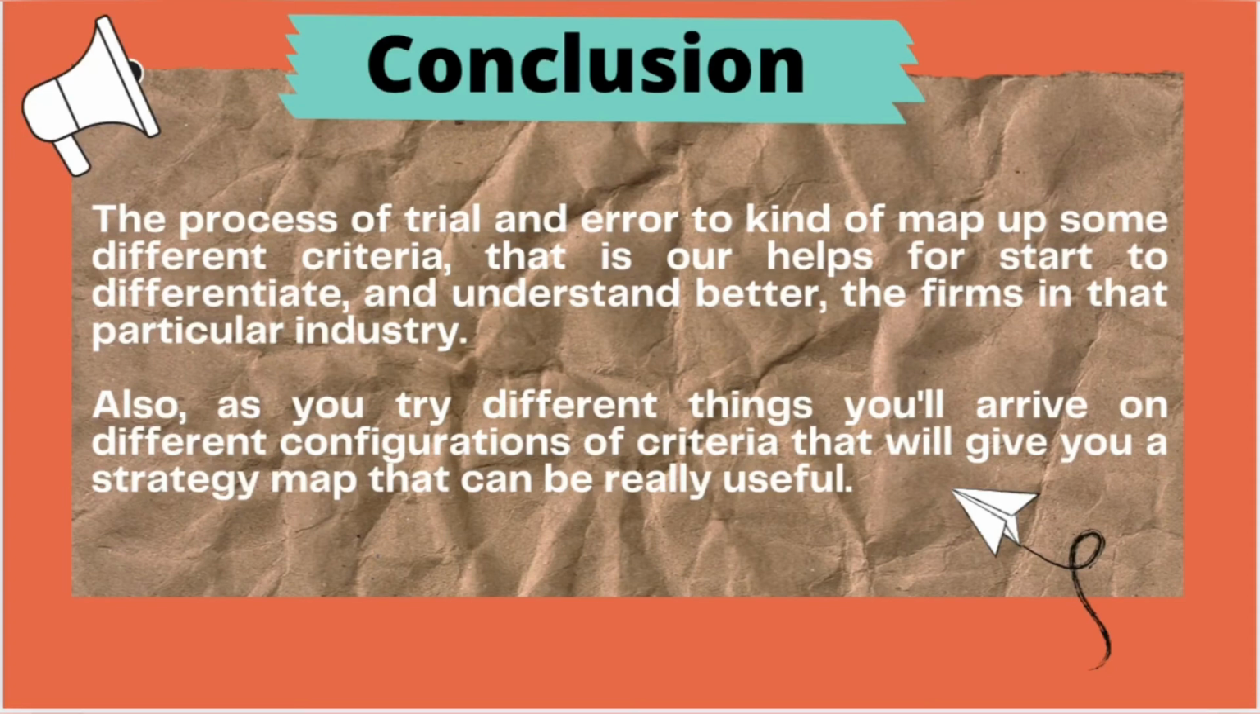So the conclusion is that there is no defined strategy in competitive strategy, because it is trial and error to map out different criteria, and that helps us start to differentiate and better understand the firms in that particular industry and products. You can also try different things and arrive at different configurations of criteria that will give you a strategy map that can be really useful.